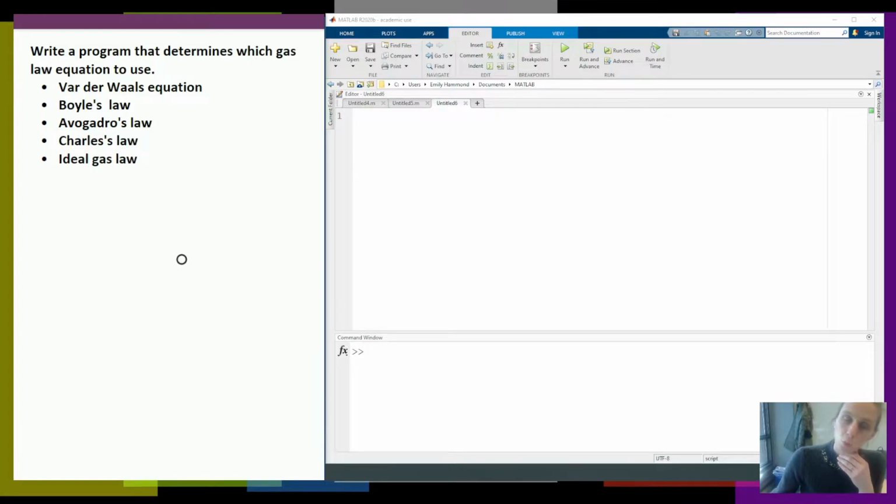Okay, let's go ahead and do one more branching example. We're not going to program this one all the way out, but we're going to step through the process to see how many decisions we need to make and the paths we might take. So it says write a program that determines which gas law equation to use.